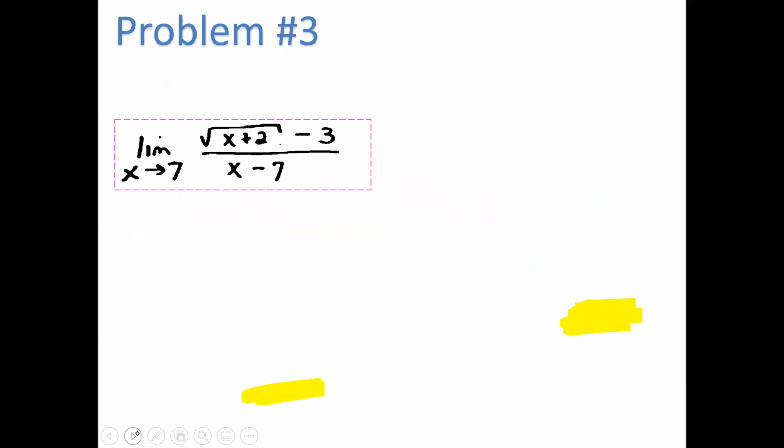All right, next one, let's take a look at problem number 3. Direct substitution, you can just see it's going to result in a 0, so I would have to do something algebraically with this. This one's a little bit different because you don't have a conjugate in the denominator. I have a conjugate in the numerator. So I'm just going to go ahead and multiply the conjugate on the top and the bottom, because you can multiply anything by 1.